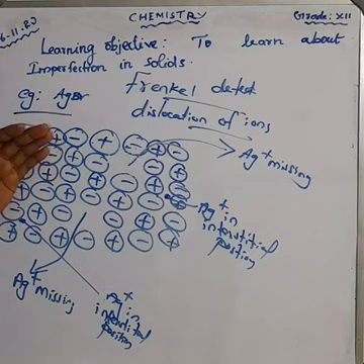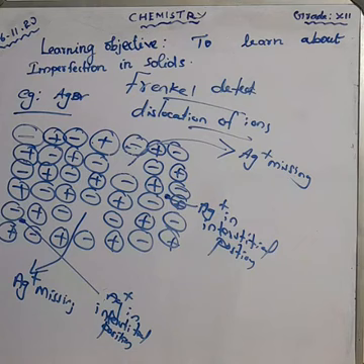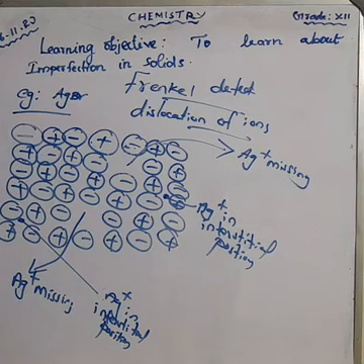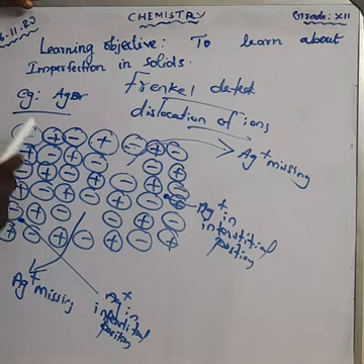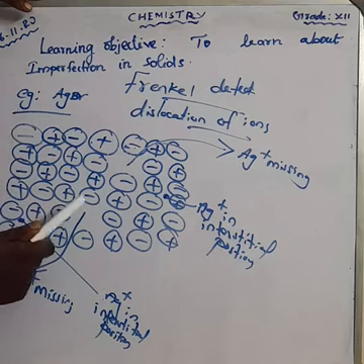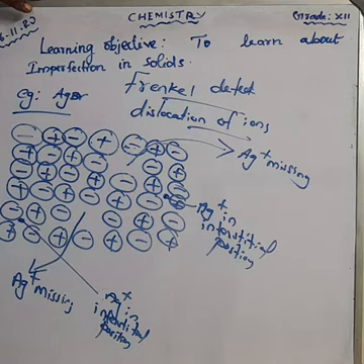A Frenkel defect arises due to the dislocation of ions from its crystal lattice. Dislocation or displacement, you can say like that. The ions which are missing from the lattice point occupy an interstitial position. This defect is shown in ionic solids in which cation and anion differ in size. What about the Schottky defect? Cations and anions are almost similar in size. Here about the Frenkel defect, the cation and anions differ in size.